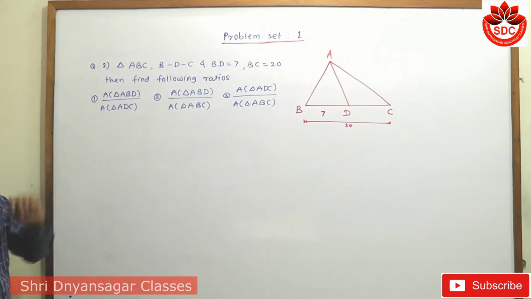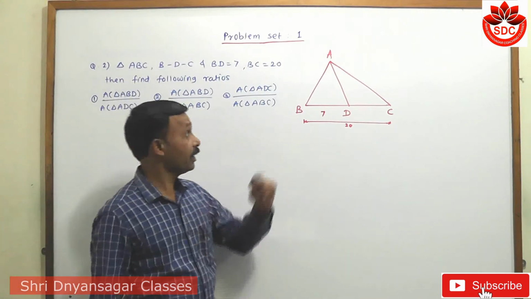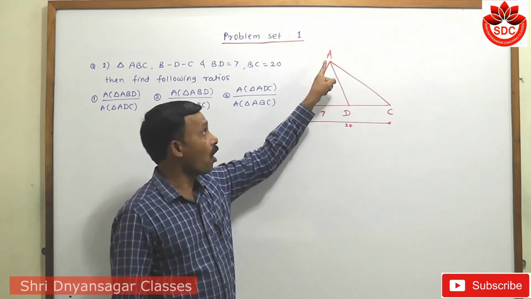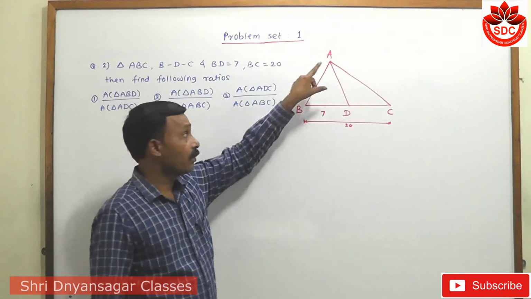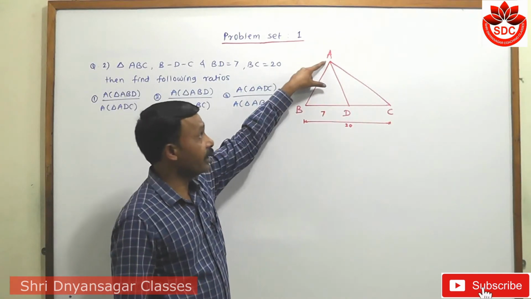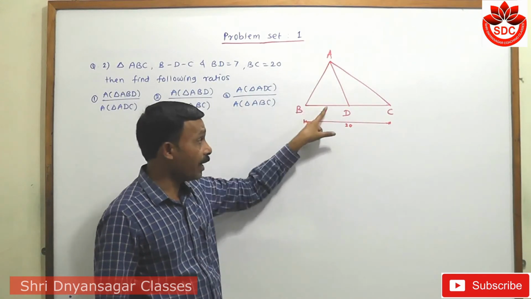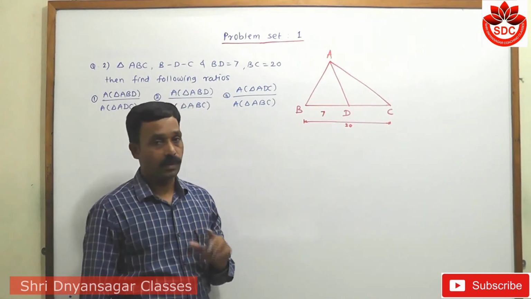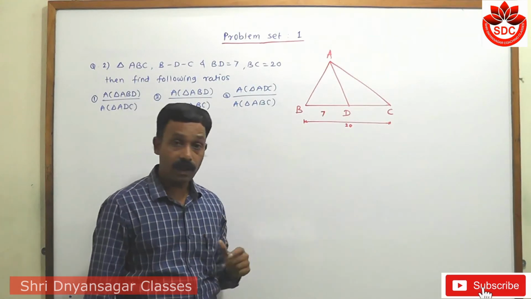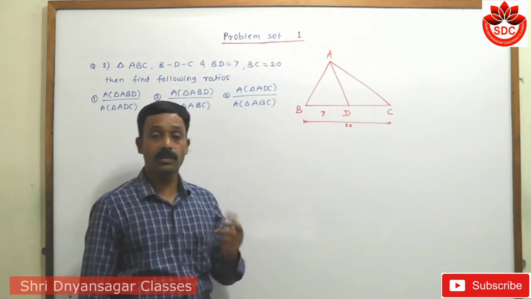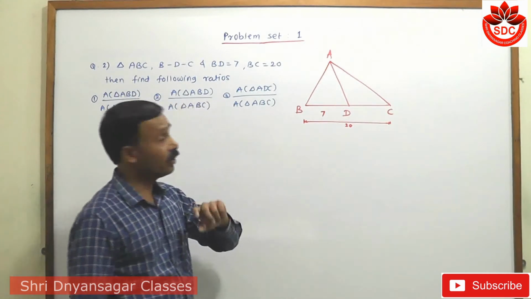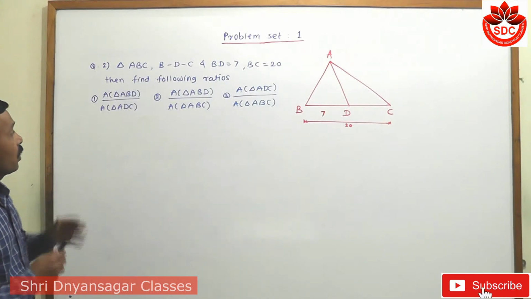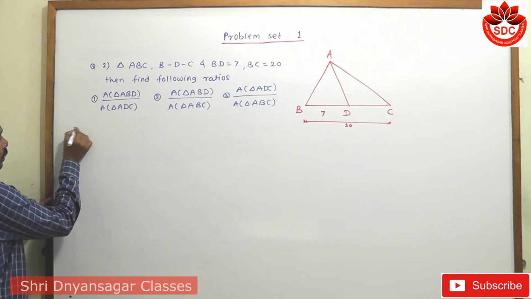Now student, when you observe this figure, for these 3 triangles, ABD, ADC and ABC, the common vertex is A. If for these 3 triangles the common vertex is A, then we can draw the height here, which means these 3 triangles have equal heights. We know the property: if triangles have equal heights, then the ratio of their areas is equal to the ratio of their corresponding bases. So we use the property which we studied earlier. Now, how to solve such examples? Look carefully. Solution.